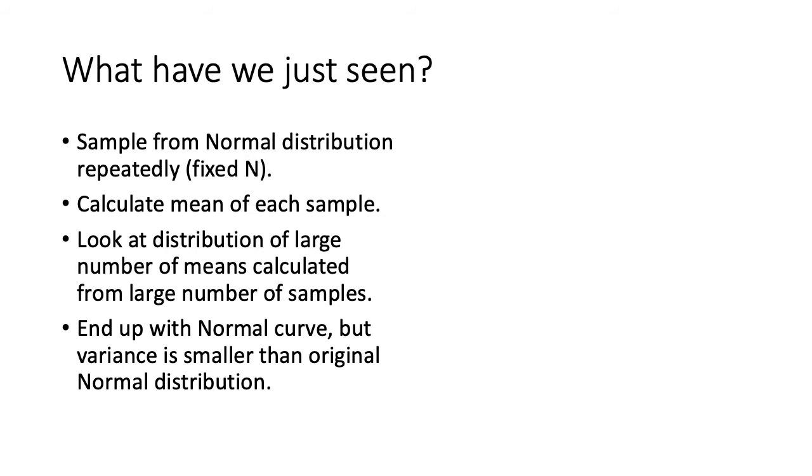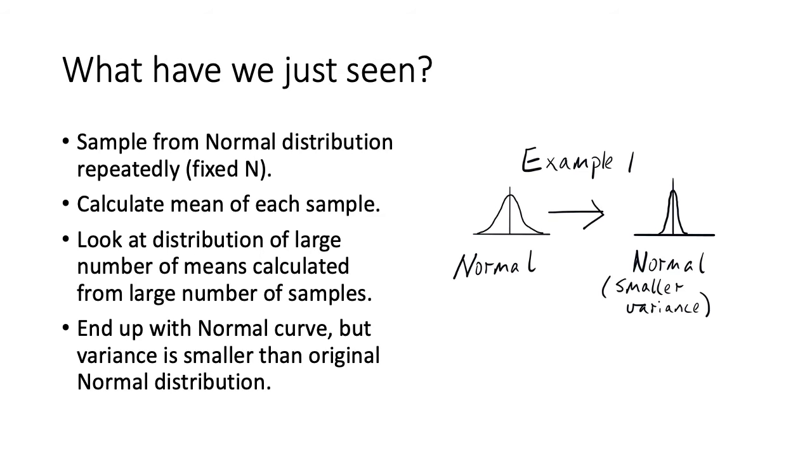So what we've done there is to sample from a normal distribution repeatedly with a fixed sample size, capital N, calculate the mean of each sample, and then look at the distribution of a large number of means calculated from a large number of samples. As we saw, we ended up with a normal curve, but the variance was smaller than the original normal distribution. And we've just got a little graphic here. We start from a normal distribution, and when we take the distribution of the means, we end up with a normal distribution with smaller variance.